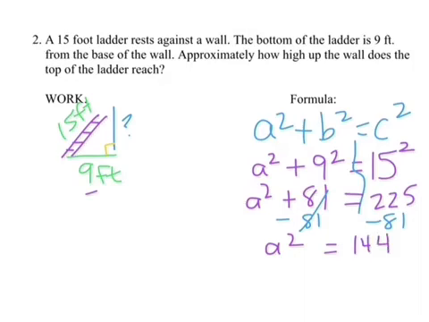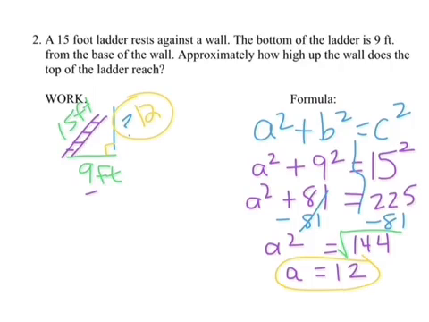Then the final step would be to take the square root to get a by itself. The square root of 144 is 12. So we have to make sure that's reasonable. The ladder would reach up 12 feet.